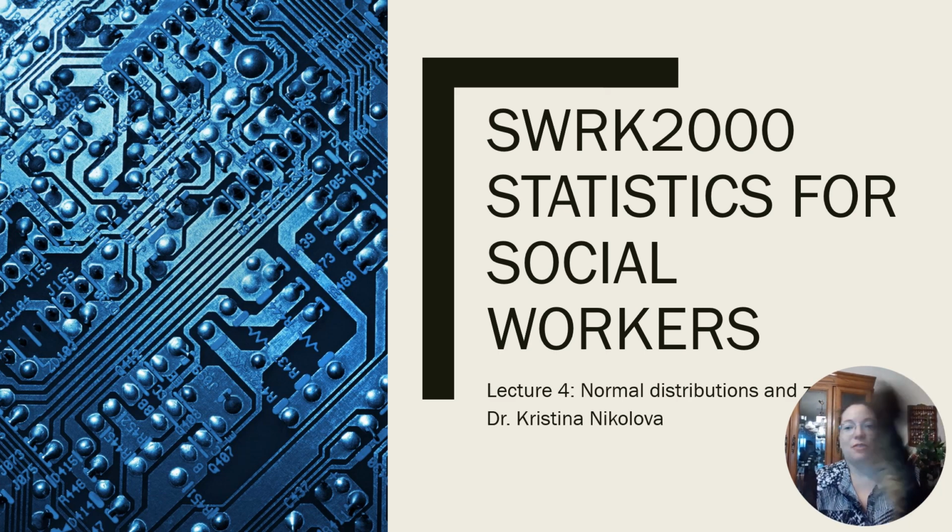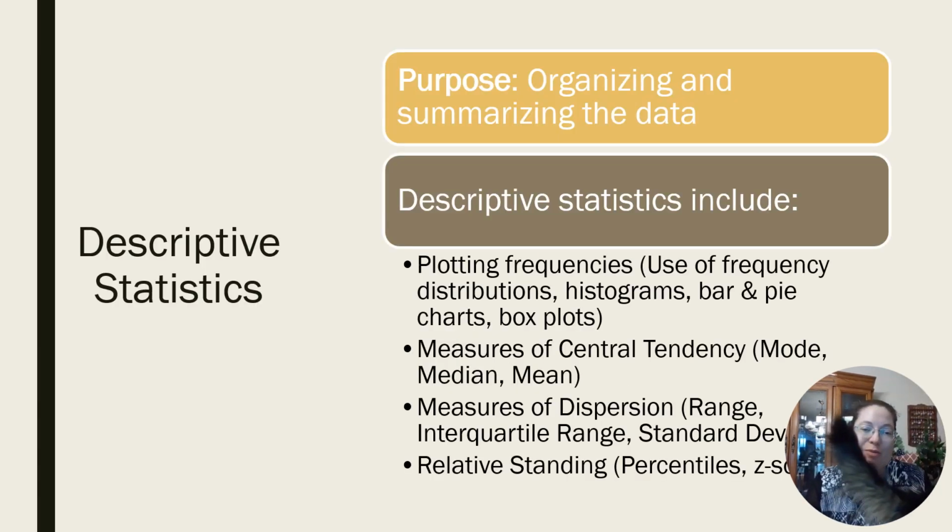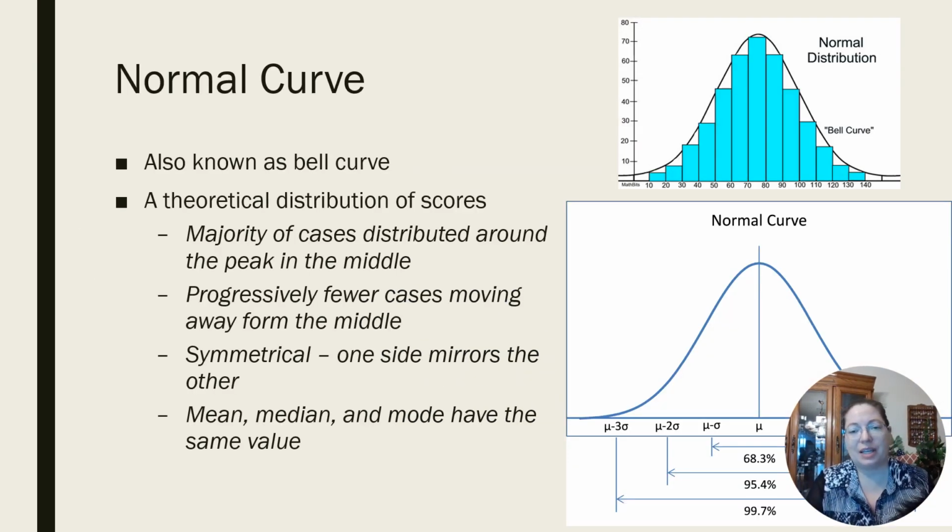Okay, today we're going to cover the last type of descriptive statistics, which is relative standing, and that includes percentiles and what are known as z-scores. In order to understand relative standing, we need to look at how scores are distributed. Now, in the perfect world, scores are normally distributed.